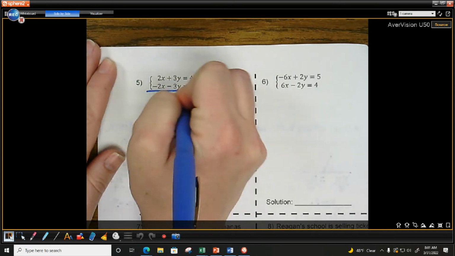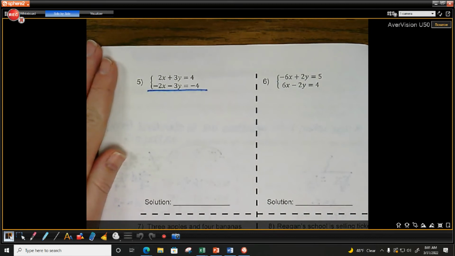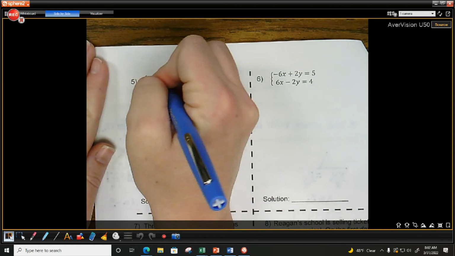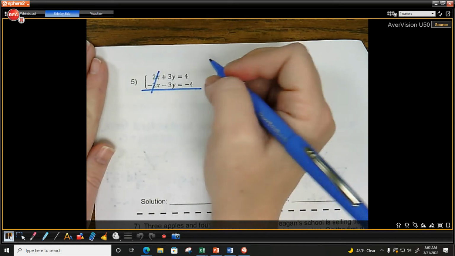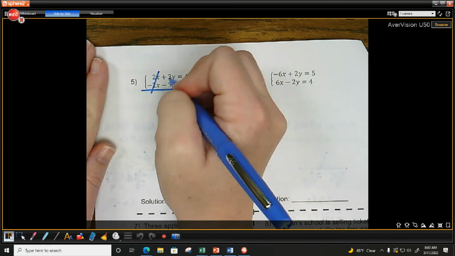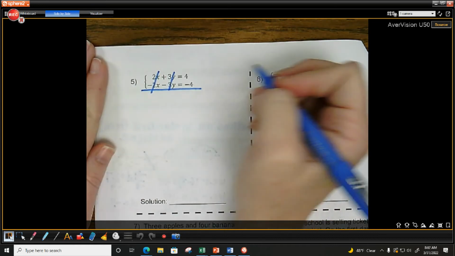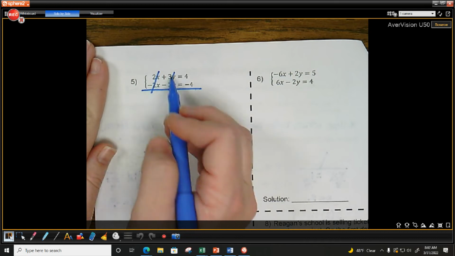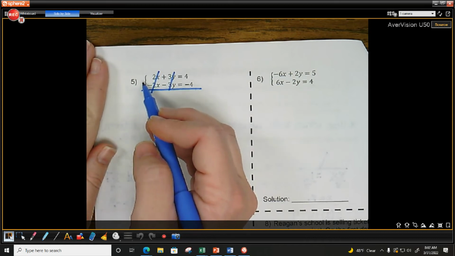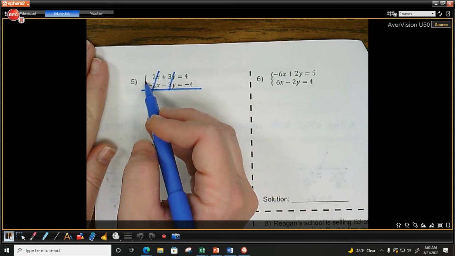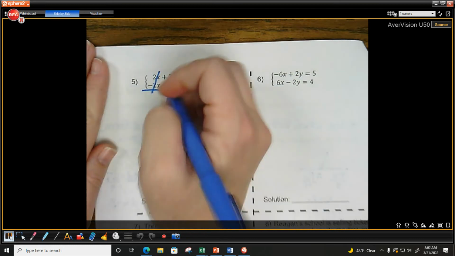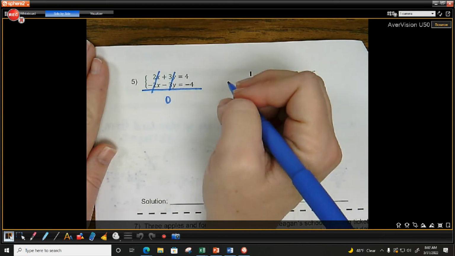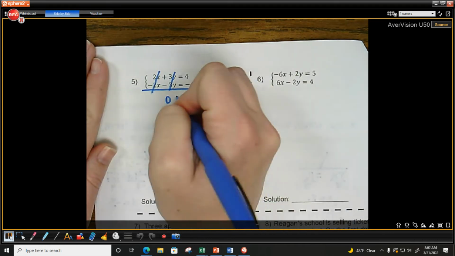What's 2x minus 2x? 0 x's. They eliminate. What's 3y minus 3y? 0. It eliminates. So is there anything left on the left side of this equation? You can't leave part of an equation blank though, so what do you think we should put there? 0. There's not an x. There's nothing left. So a 0 represents nothing being left. Drop down your equals. What's 4 minus 4?